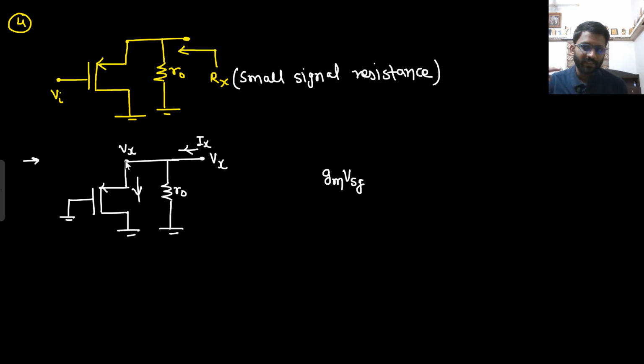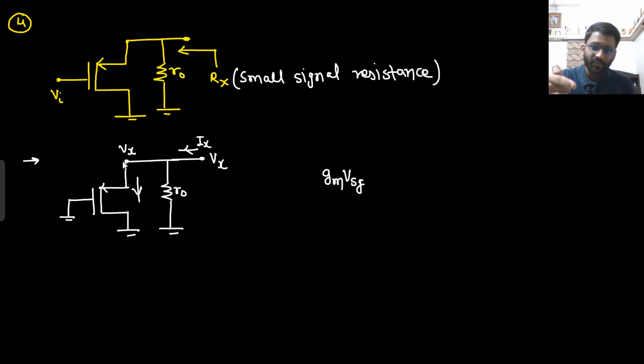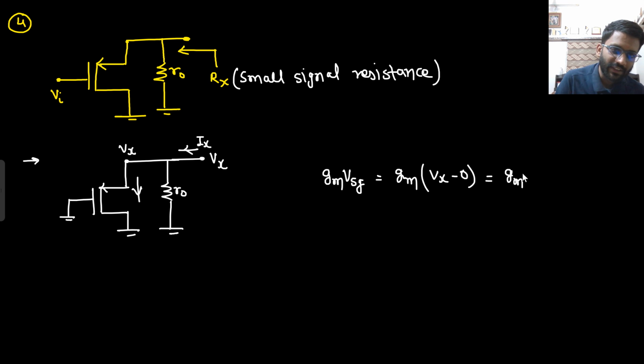From here to here, what is the potential? The side at which the arrow is given, which is at lower, is at lower potential. So it is Gm Vgs, and here Gm Vsg. So the current was Gm Vsg. The source is at potential Vx and the gate is at 0. So what will be the current? Gm Vx. So the current flowing downward is Gm Vx, right?